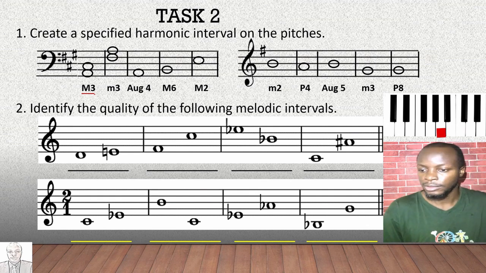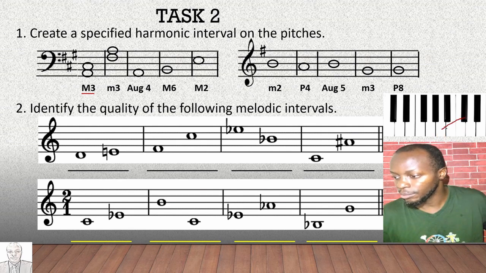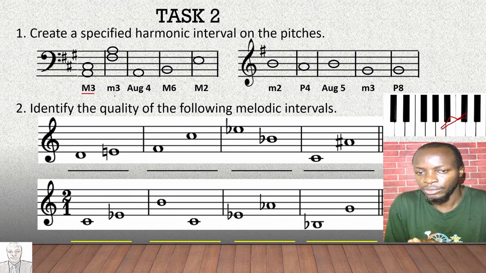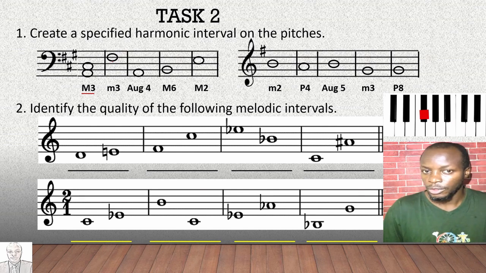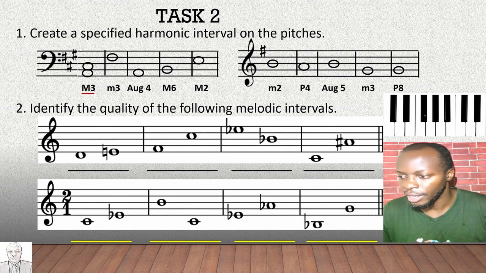So from A to C sharp is 4 semitones. That's 1, 2, 3, and 4, right? 4 semitones. Alright, now minor third we have 3 semitones. If major third has 4 semitones, minor third we have 3 semitones, right? So from F sharp you want to build a minor third that is 3 semitones above it. So you come this way to your keyboard. From F sharp you want to build 3 semitones. That's 1, 2, 3, and that's A, right?